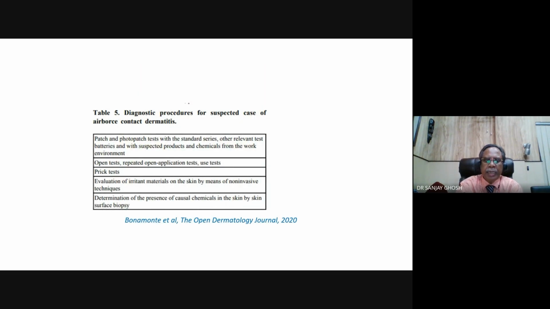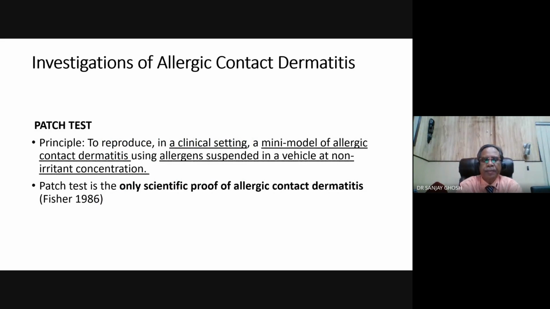So how can we diagnose airborne contact? Patch and photo patch test. Sometimes we have to do an open test. I will tell you why we do the open test. A prick test is sometimes needed if we suspect type 1 allergy, and other irritant material is tested in other ways.